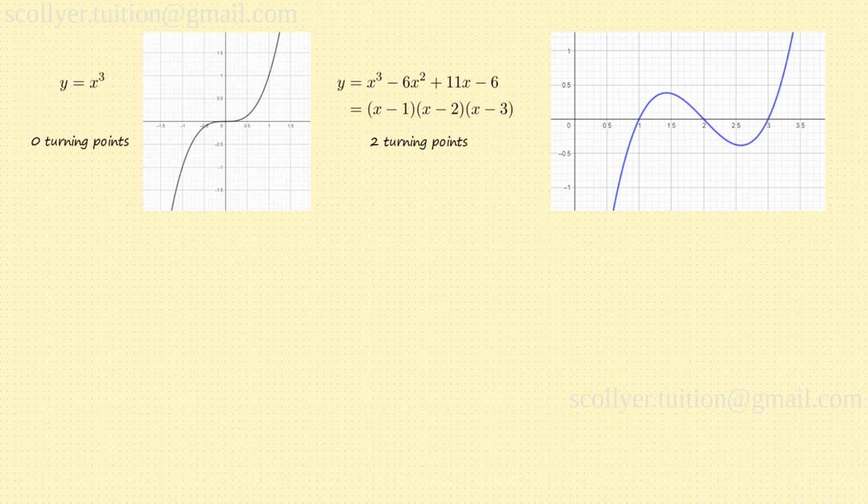And so here we have some examples. On the left, we have the graph of y equals x cubed, which is of degree 3, and it has 0 turning points. On the right, we have the graph of x cubed minus 6x squared plus 11x minus 6, which is also of degree 3, and which can be factored as x minus 1 times x minus 2 times x minus 3. And this has 2 turning points, here and here.